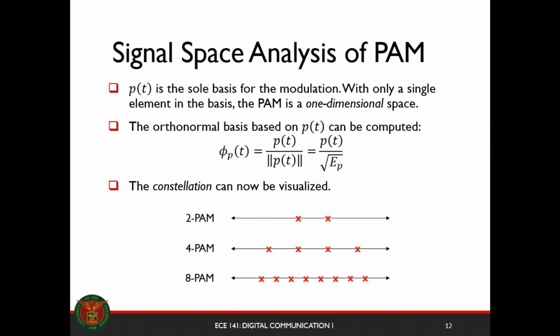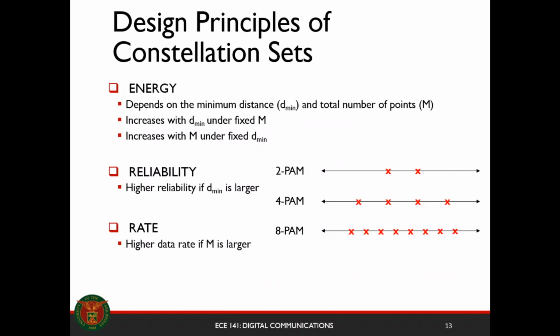So when we're designing a constellation, we need to take note of three different metrics: the energy, reliability, and the rate. The energy depends on the minimum distance between your signals and the total number of points. The energy increases if you increase the minimum distance between your symbols under a fixed number of symbols. If you increase the number of symbols and fix your minimum distance, then you also increase the energy. Generally, if you increase both, then you increase energy.